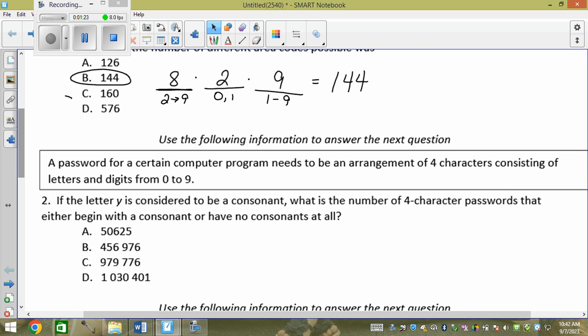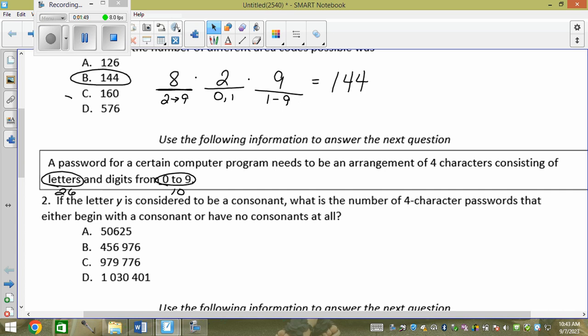A password for a certain computer program needs to be an arrangement of 4 characters consisting of letters and digits from 0 to 9. So we have letters, there are 26. Digits, 0 to 9, there are 10. Remember I told you always read everything. They don't put anything extra in the questions. Sometimes if it's like my daily quiz questions, it might have a little extra. But the practice diploma questions and the diploma questions do not.